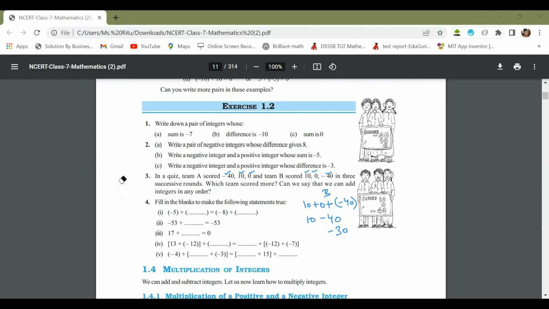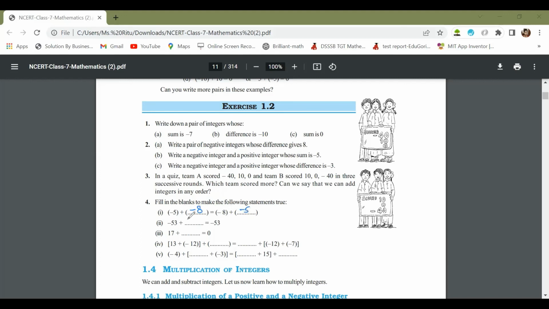Let's switch to the last question of this exercise. Question number 4, fill in the blanks to make the following statements true. So true karna hai means you have to check out which integer you have to write here so that the answer would appear same. Okay? So what we will write, -5 plus dash and -8 plus dash. So whatever number is written here, we will write this here. And whatever number is written here, we will write this here.